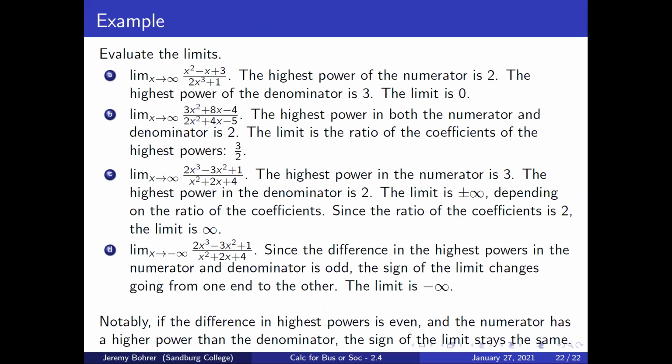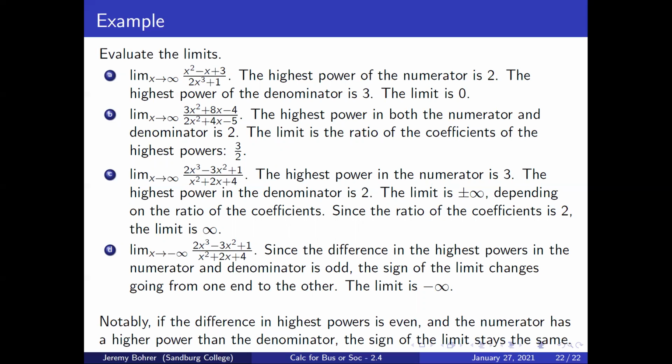For example, evaluate the limits. The limit as x approaches infinity of x squared minus x plus 3 over 2x cubed plus 1. The highest power of the numerator is 2 and the highest power of the denominator is 3. The limit is 0. The limit as x approaches infinity of 3x squared plus 8x minus 4 over 2x squared plus 4x minus 5. The highest power in both numerator and denominator is 2, so the limit is the ratio of the coefficients of the highest powers, 3 over 2.